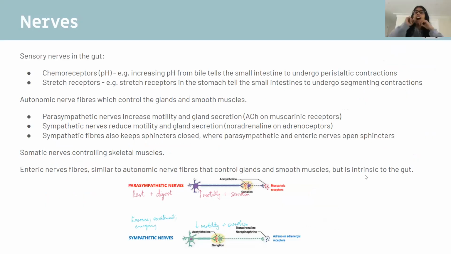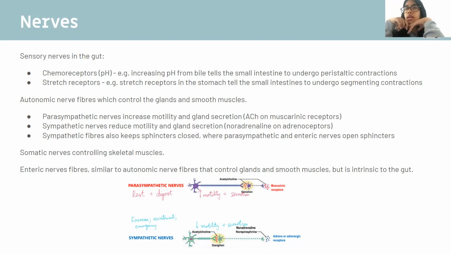All right, so nerves. There are a bunch of different types of nerves that innervate the gut. If you start off with your sensory nerves, so chemoreceptors, they respond to a change in pH. For example, with the migrating myoelectric complex, which I'm assuming David touched upon earlier, it's an increase in pH that helps initiate the change from segmenting contraction to the migrating myoelectric complex.